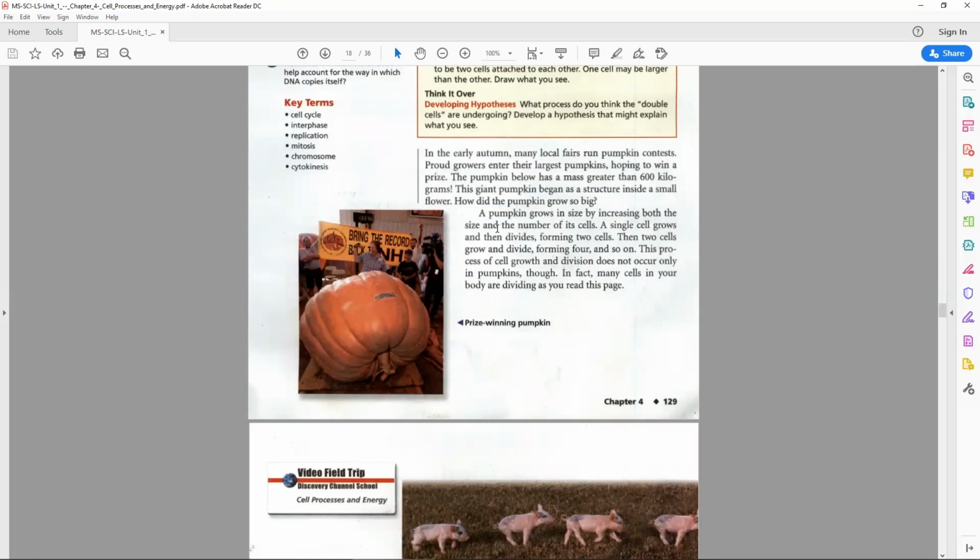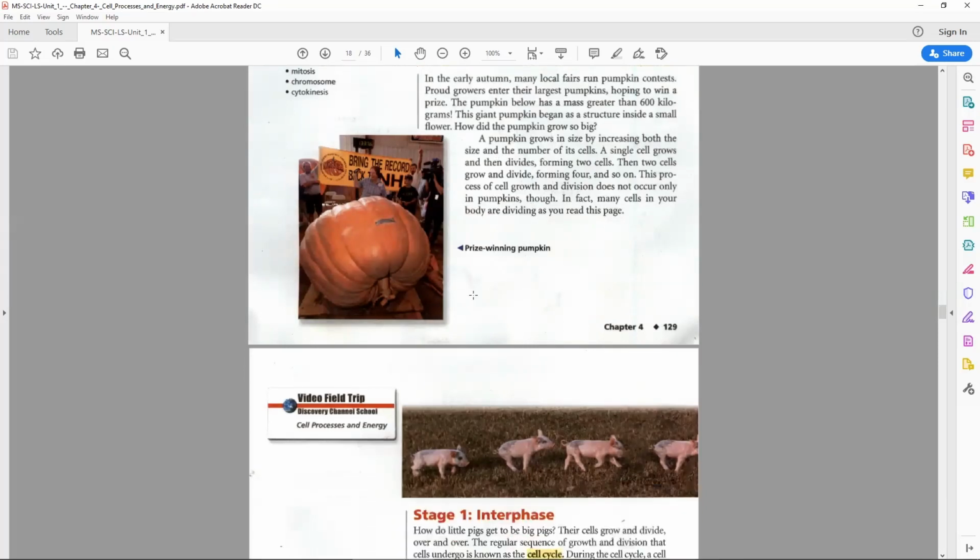A pumpkin grows in size by increasing both the size and number of its cells. A single cell grows and then divides, forming two cells. Then two cells grow and divide, forming four, and so on. This process of cell growth and division does not occur only in pumpkins, though. In fact, many cells in your body are dividing as you read this page.